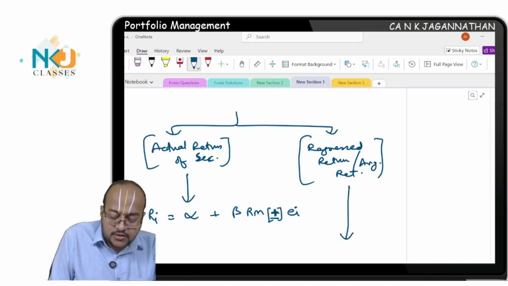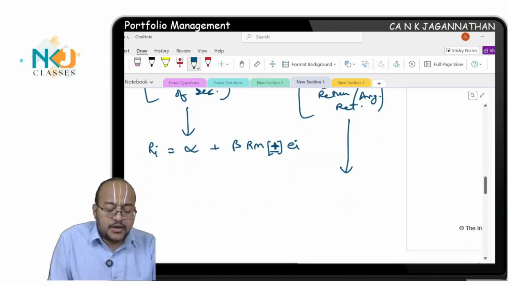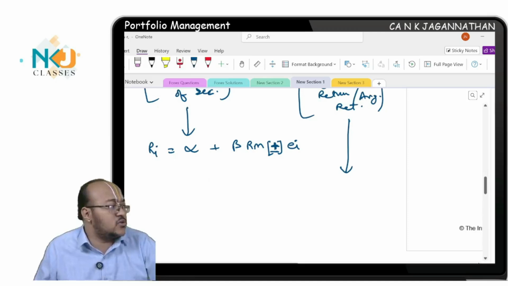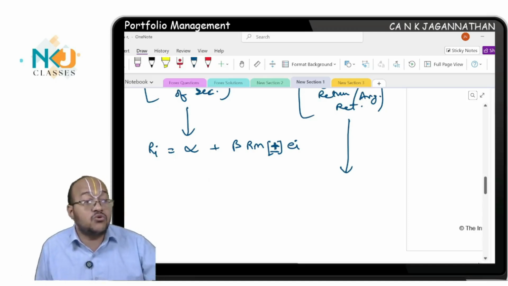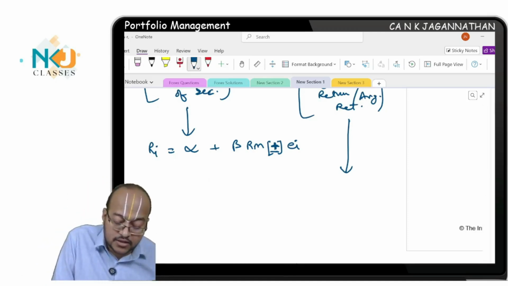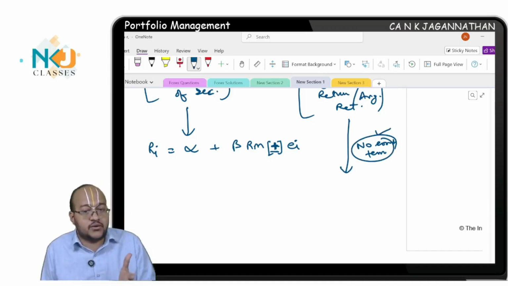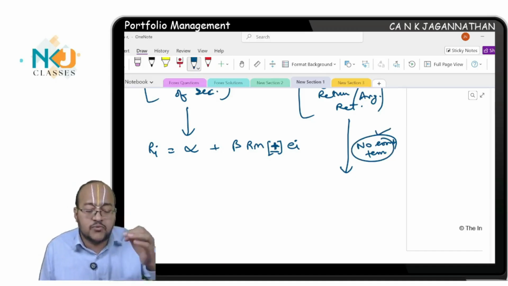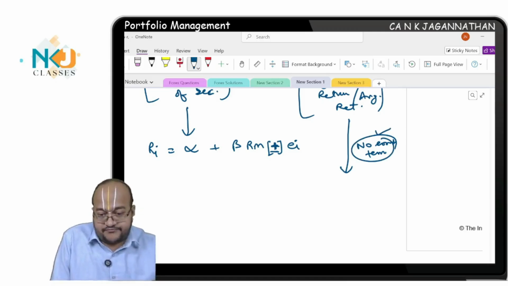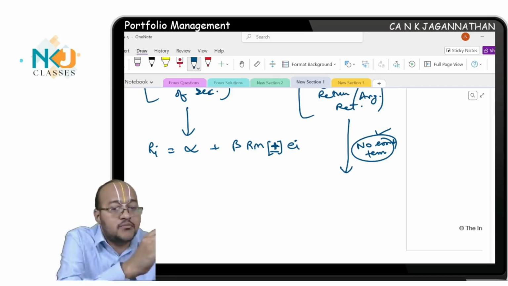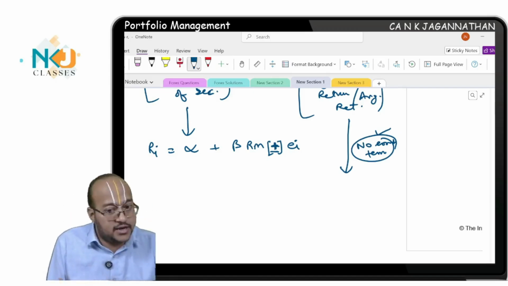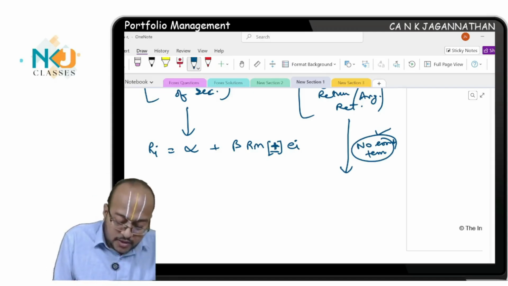When it comes to regressed return, what happens? Very simple. Regressed return means it's already averaged out. Will there be any error term? No, you can see, very simple. Regressed return, there will be no error term, because you have already discounted for error. You cannot predict the error. You can have error in your prediction, but you cannot predict the error. Are you understanding? Which means here there will be no error term.